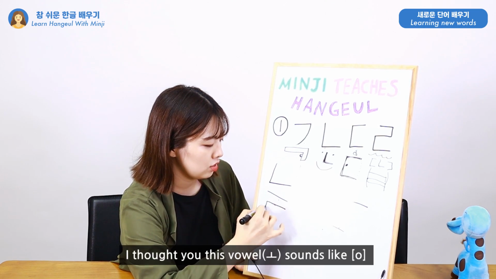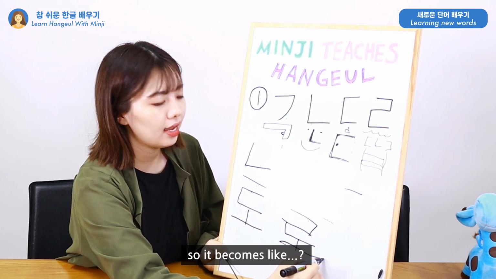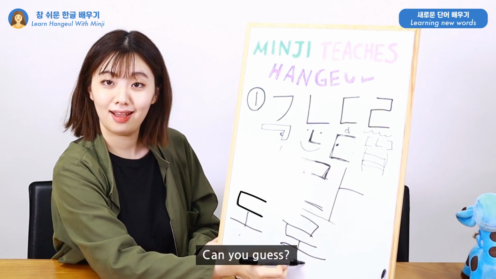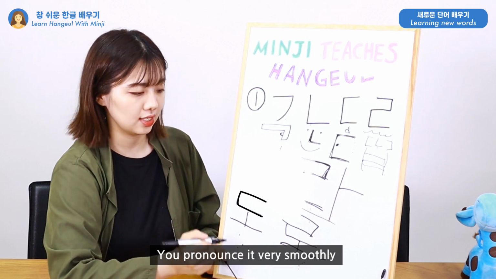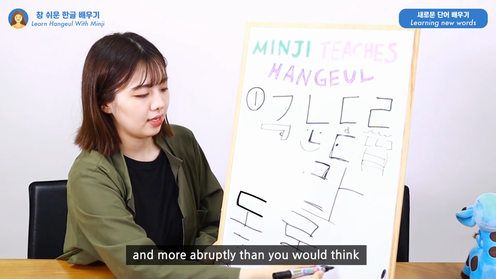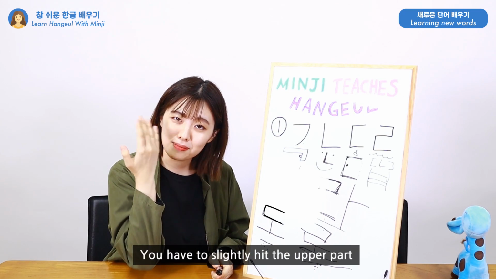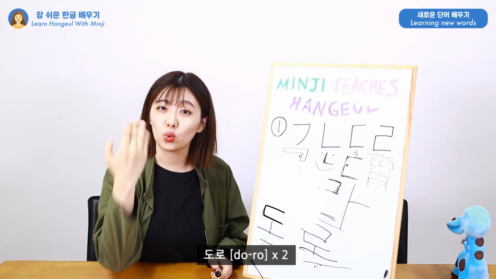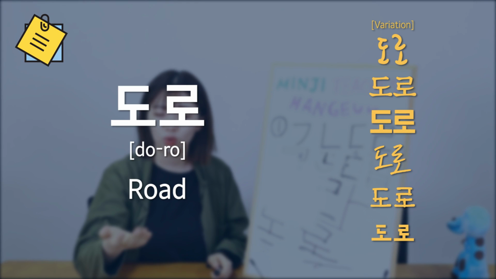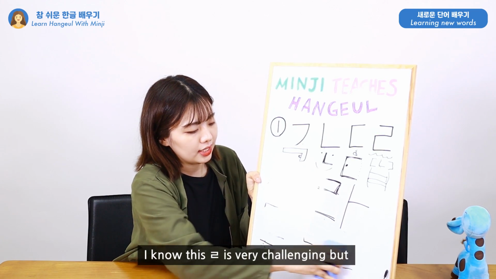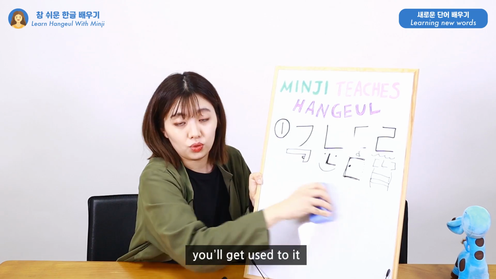And what about this? I taught you this vowel sounds like O, right? So it becomes like, can you guess? It sounds like toro. You pronounce this very smoothly and more abruptly than you would think. Toro. It means road. You slightly hit the upper part. I know this ri-eul is very challenging, but if you listen to many words, you will get used to it.